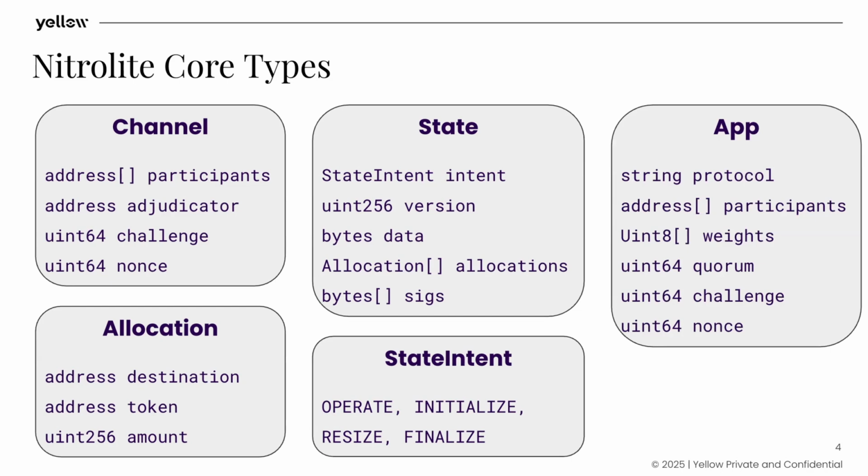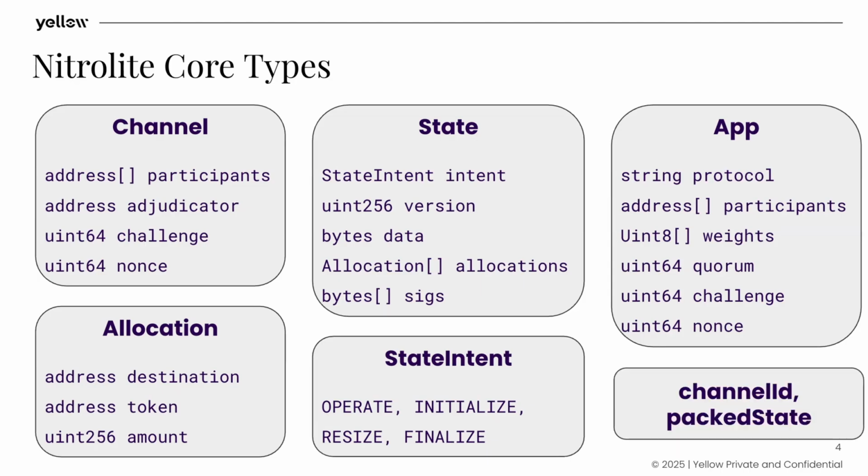App describes the virtual application layer for the off-chain governance and authorization. It defines how participants collaborate to produce valid states, including the sign-in set, quorum, and configuration that the adjudicator uses to validate state transitions. There are also several type definitions that are used throughout the protocol.